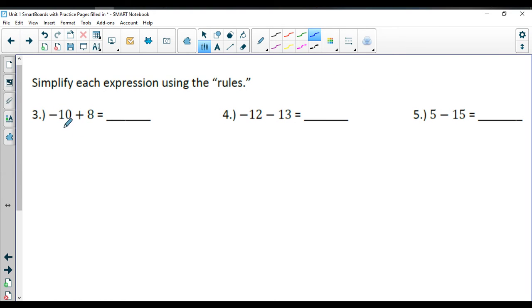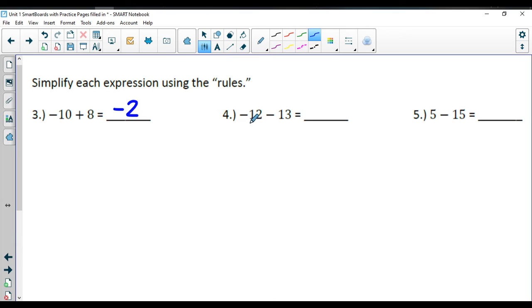I'm going to go ahead and have you take a look at your ClassKick review. You're going to do questions 3, 4, and 5, and then you're going to come back here and enter in your answers for those. So for question number 3, -10 plus 8, did you get -2?